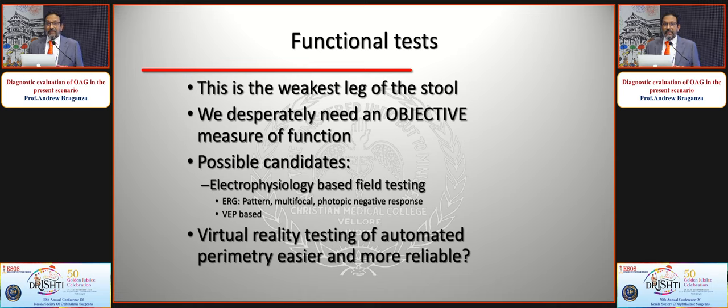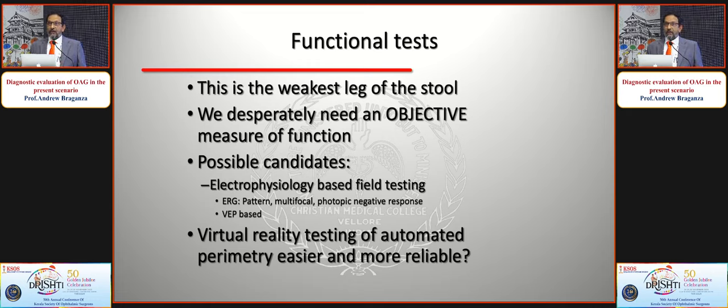We desperately need an objective measure of function. The possible candidates for this are really electrophysiology based, where you can use ERG, you can use pattern ERG, which is okay. You can use multifocal ERG, which is really not proving to be very useful. And you can use this photopic negative response, which is probably better than the other. You can also use a VEP-based objective visual field testing, and all these are being developed but are nowhere near clinical use for us yet.